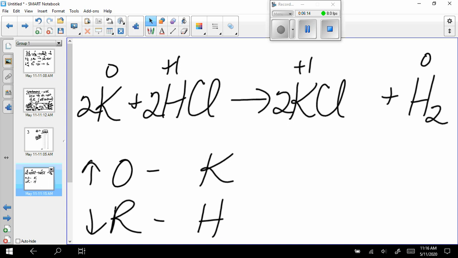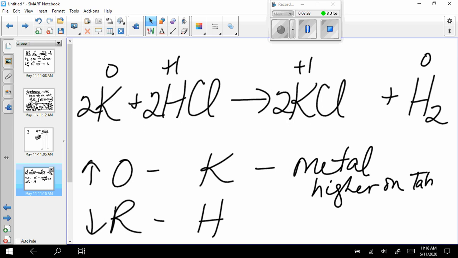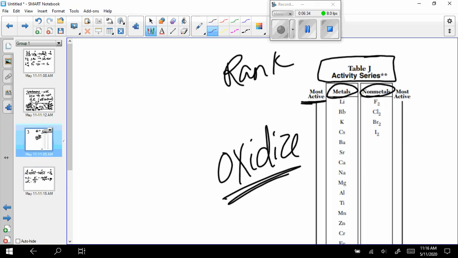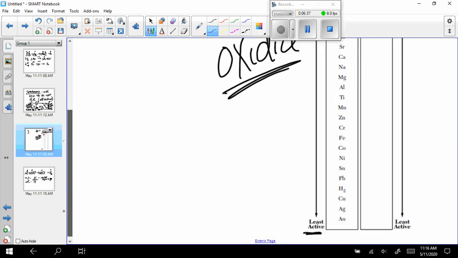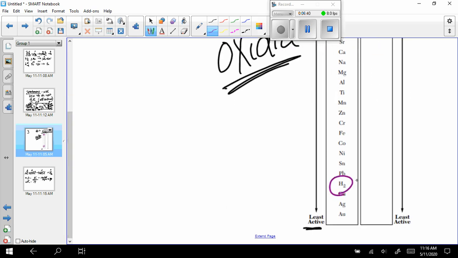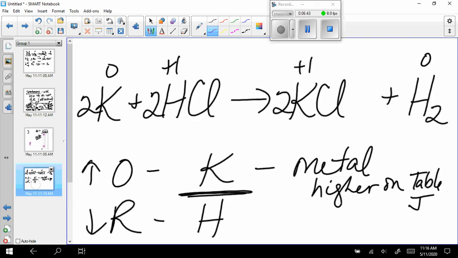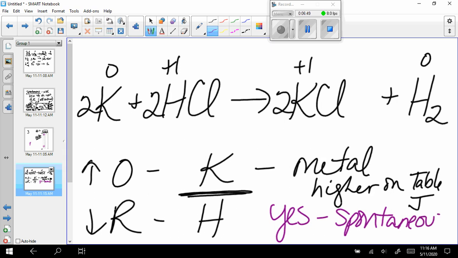What I have to do is figure out if it's spontaneous. To be spontaneous, the metal that is being oxidized needs to be higher on table J. So I'm going to look at table J and I want K to be higher than H. So I go over here. Here's K. Here's H. So yes, this reaction is spontaneous because the metal being oxidized is higher than the hydrogen, which is being reduced.